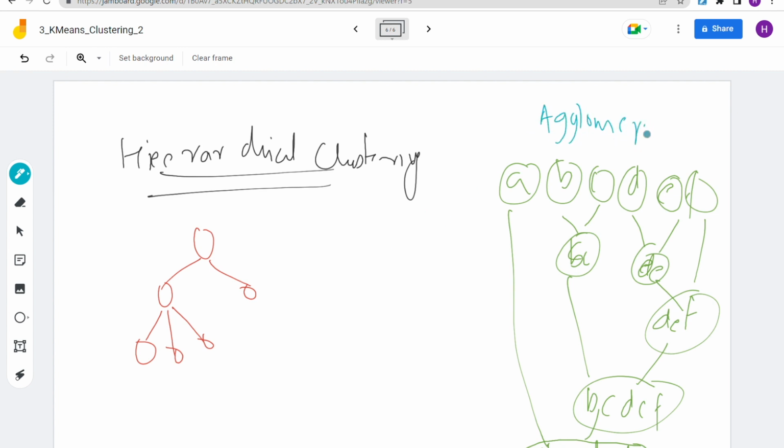Agglomerative clustering. It looks like this. You are just combining and combining. You are clustering it. So at every stage you have a different set of clusters, a different type of clusters. Okay, so this is called agglomerative clustering in a nutshell.